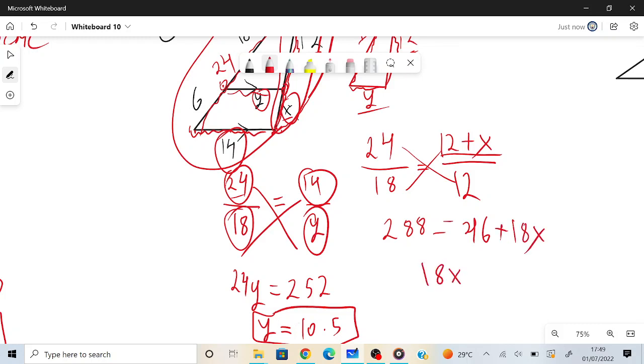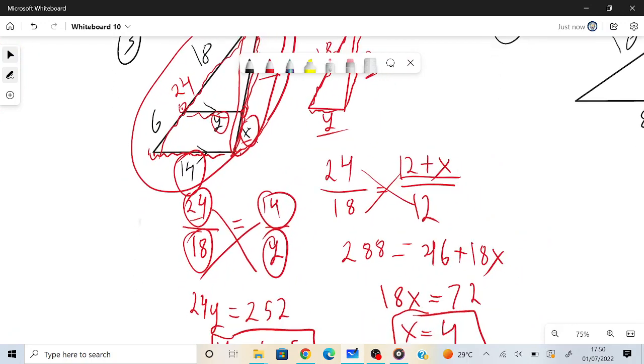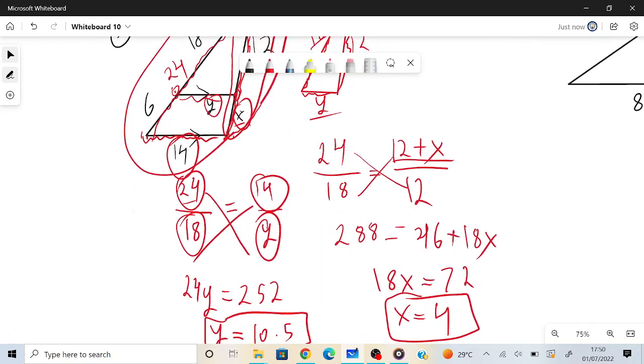18x is 288 minus 216, which is 72. X is nothing but 72 divided by 18, which is 4. And that is the answer for that question.